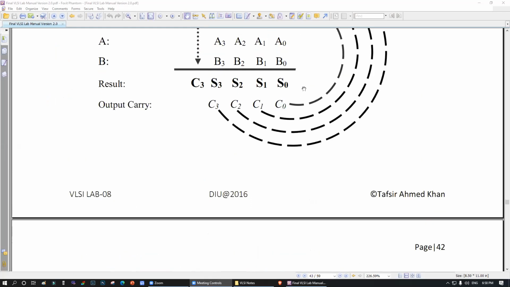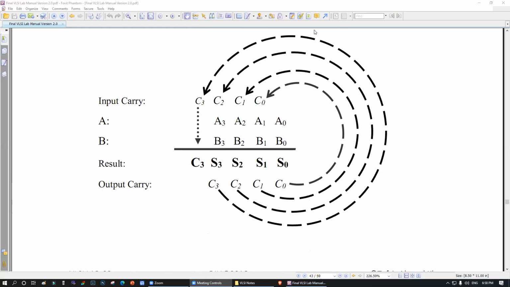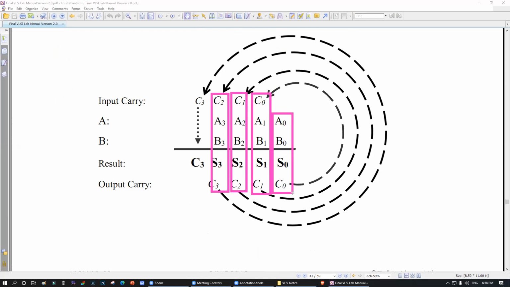You have 4 bits, so you need 4 full adders. Here you need a full adder. Here you need a full adder. Here you need a full adder. Here you might need a full adder, or you can use a half adder. You have only 2 inputs, 2 outputs. You can use a half adder. But for the sake of argument, we will use a full adder here, not a half adder.